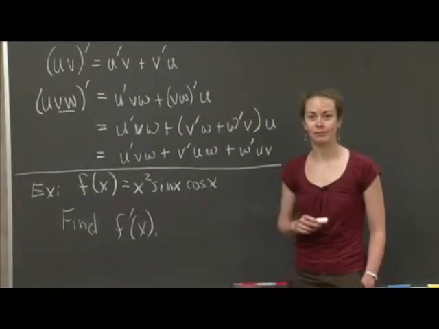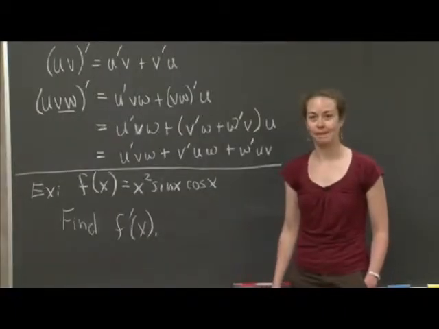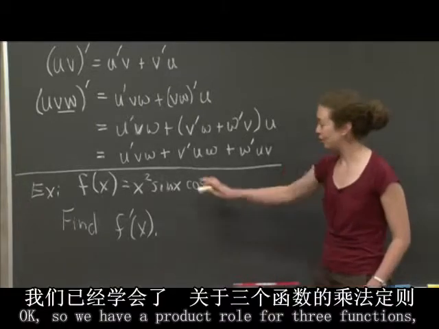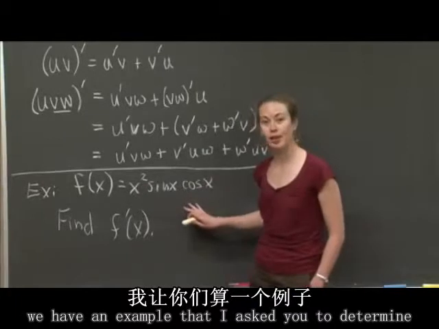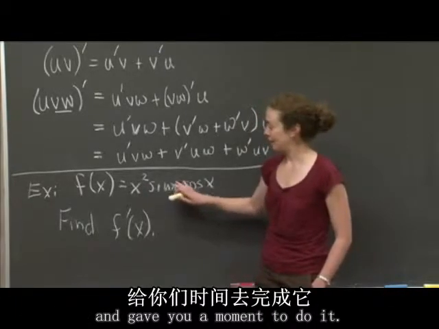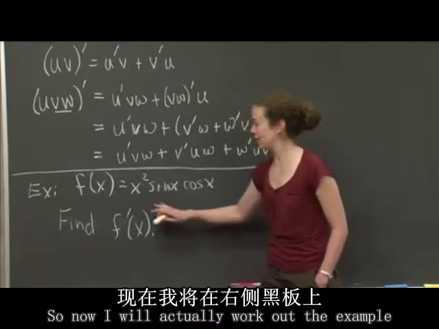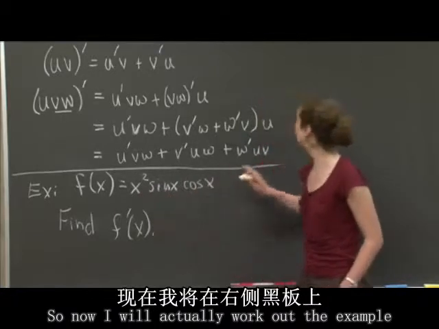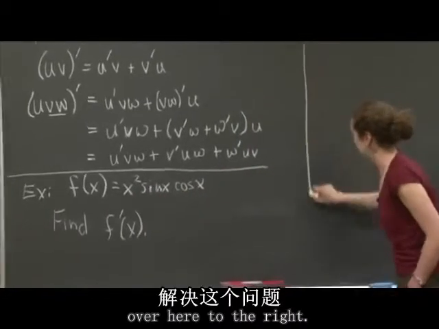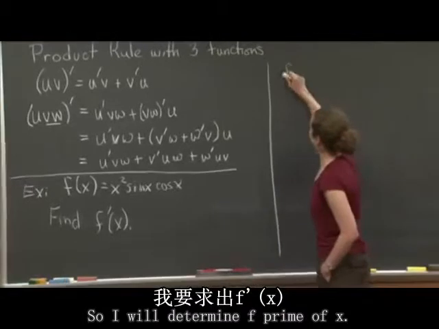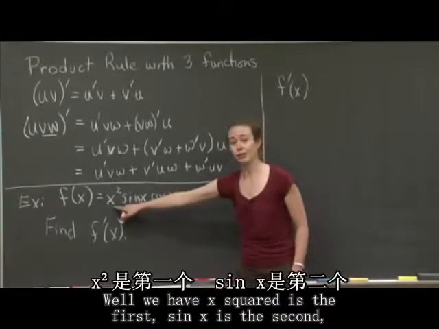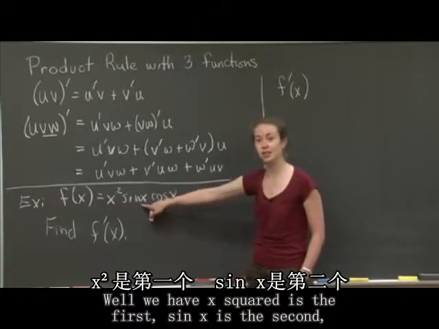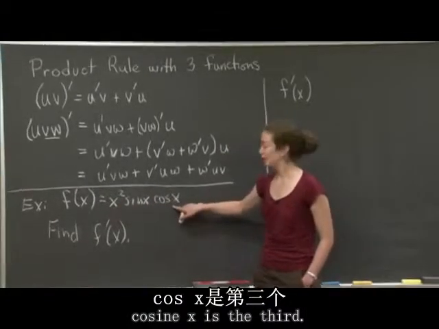Okay, so we have a product rule for three functions. We have an example that I asked you to determine and gave you a moment to do it. So now I will actually work out the example over here to the right. So I will determine f prime of x. Now, what are our three functions? Well, we have x squared is the first, sine x is the second, cosine x is the third. So we'll have three terms.